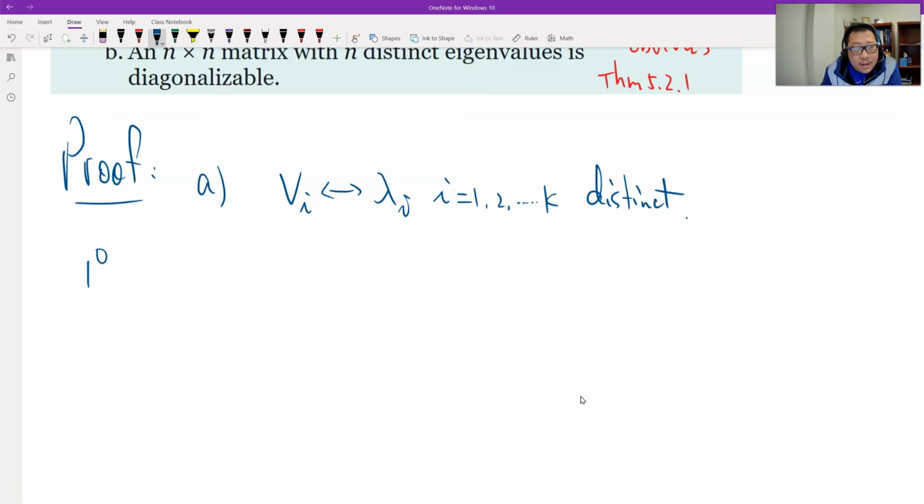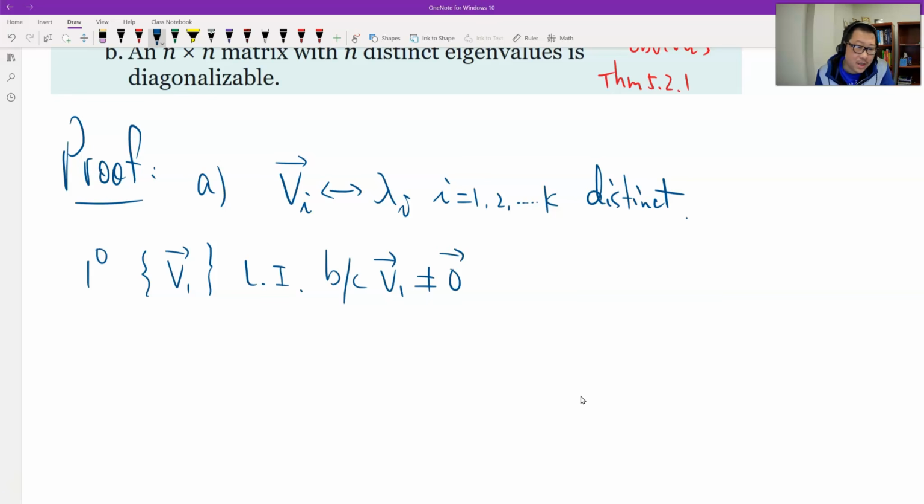The first step, look at just one vector, for example just V1. And I know this should be linearly independent. This is true, because I know an eigenvector is not a zero vector, right? Therefore it is linearly independent. Good. And any single eigenvector is linearly independent.